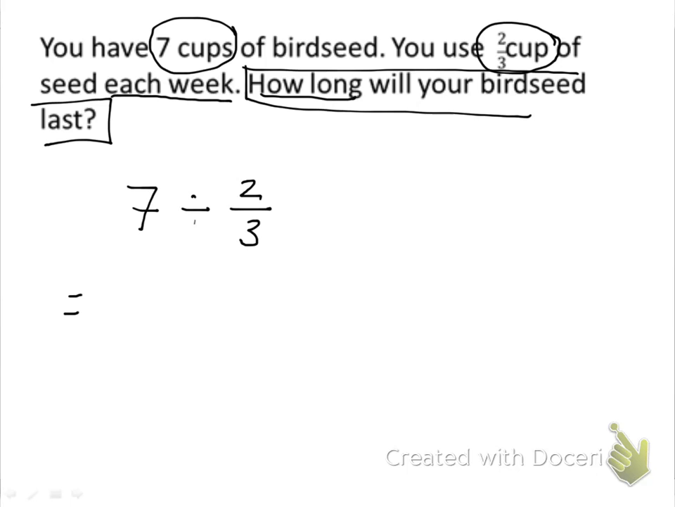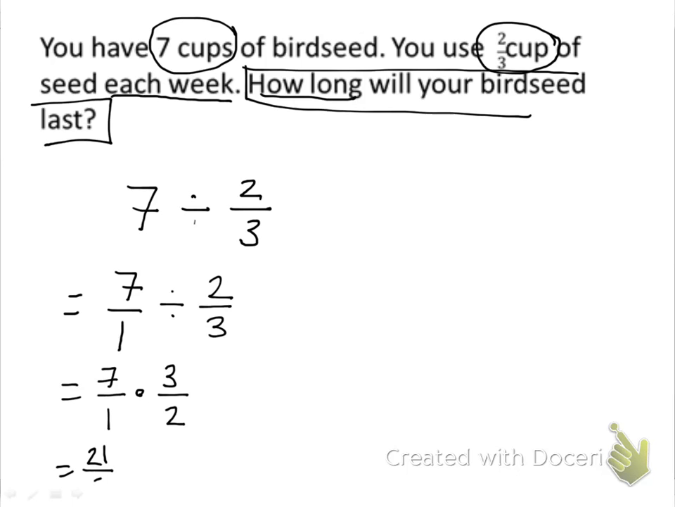7, it doesn't look like a fraction. Whenever you have a whole number, you can write it as a fraction with a denominator of 1. So this is 7 over 1 divided by 2/3. Okay, so we're going to keep our first one the same, change to multiplication, and take the reciprocal. This is going to give us 21/2. Now I need to simplify this.